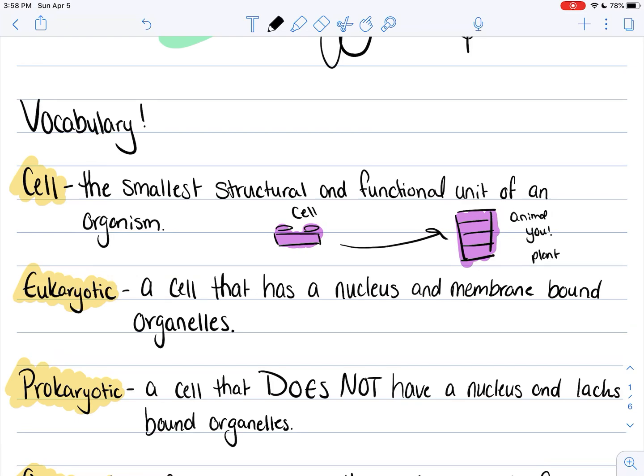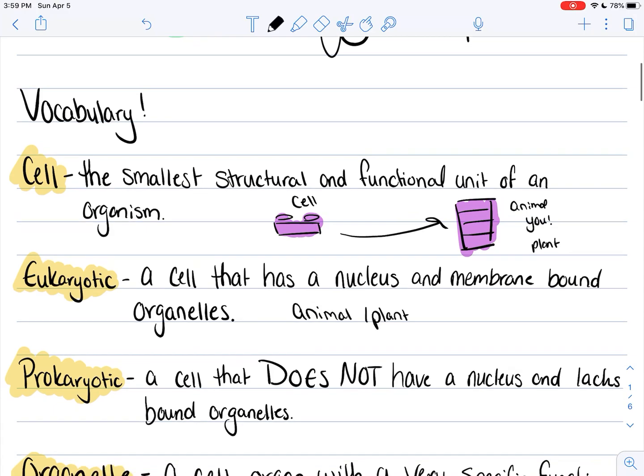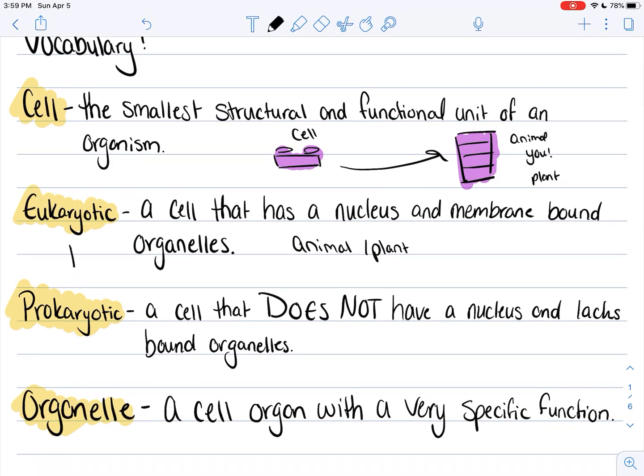A eukaryotic cell is a cell that has a nucleus and membrane-bound organelles. These are going to be animal cells and plant cells. Now, animal and plant cells aren't exactly the same thing, but they're both eukaryotic cells. So they have the same idea. So the cells that make up an octopus and the cells that make up the grass outside are similar. They have some differences, but they're not quite as different as prokaryotes are from eukaryotes.